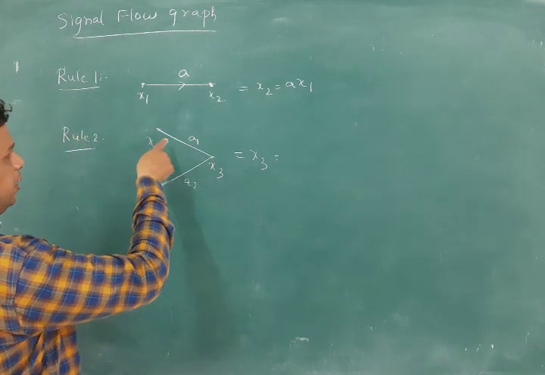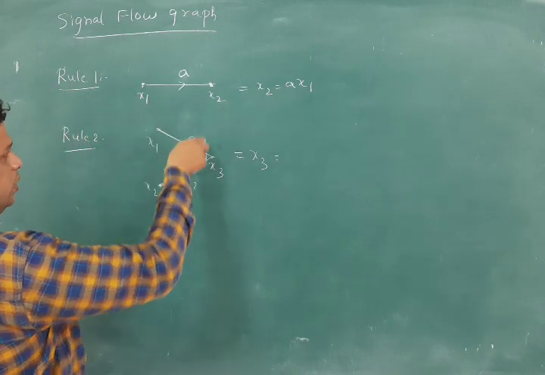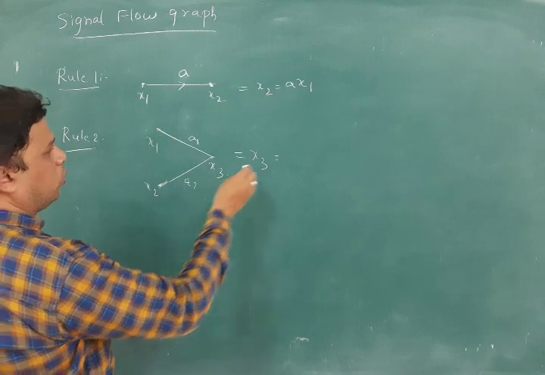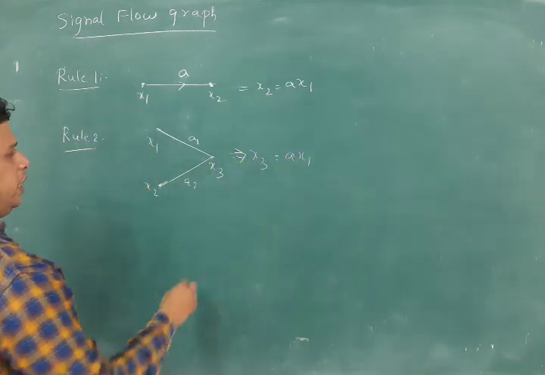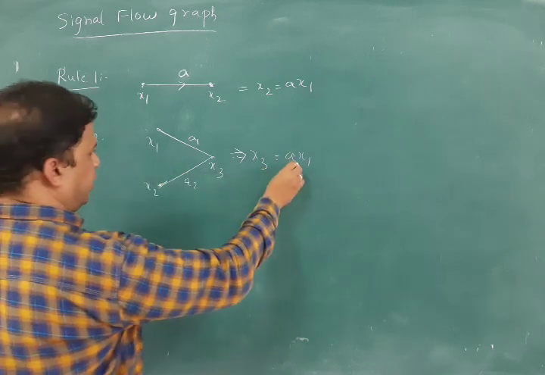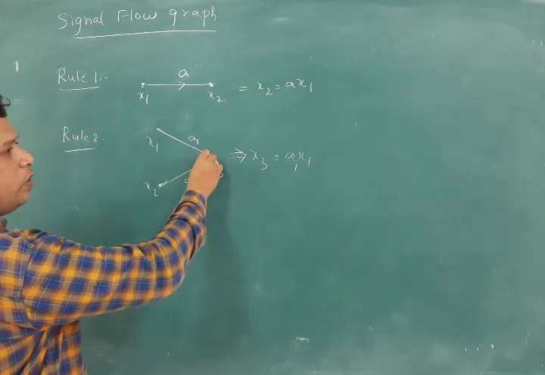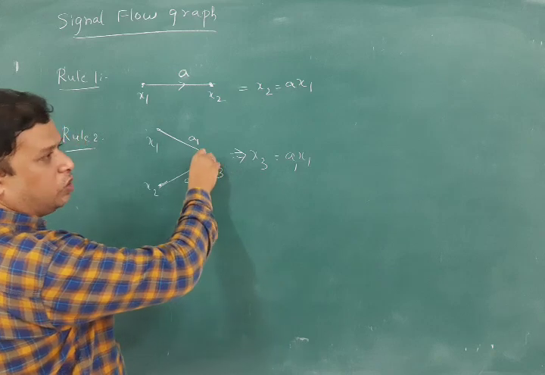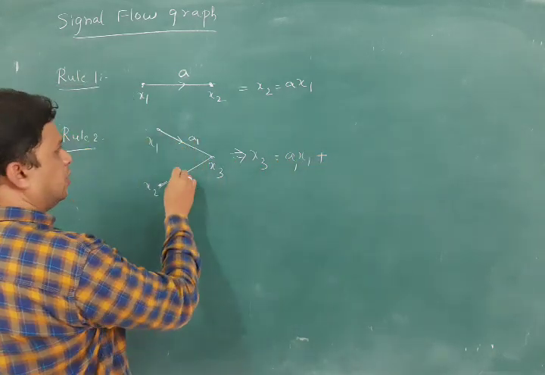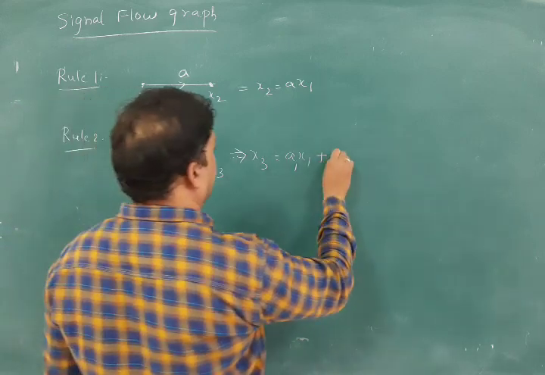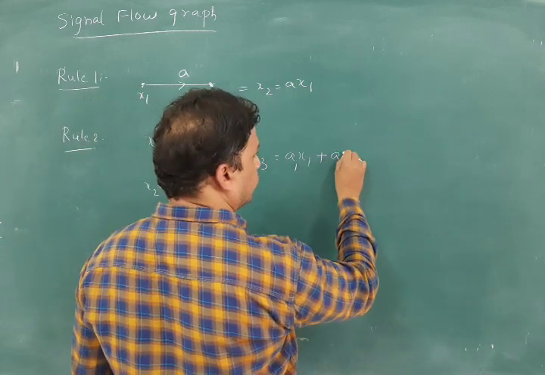Before the node, a x1 implies x3 equals A1 x1, and here is a common node for this. This is a common node, no? We can add this one here. Direction is like this, plus A2 x2.